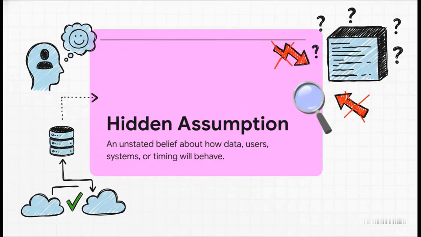So, what even is a hidden assumption? Well, think of it as any belief you have in your head that you never actually state out loud. To the computer, you believe a user object will be there. You believe a network request will succeed. But the computer, it doesn't know about your beliefs. It has zero guarantees. It only knows the exact instructions you give it.